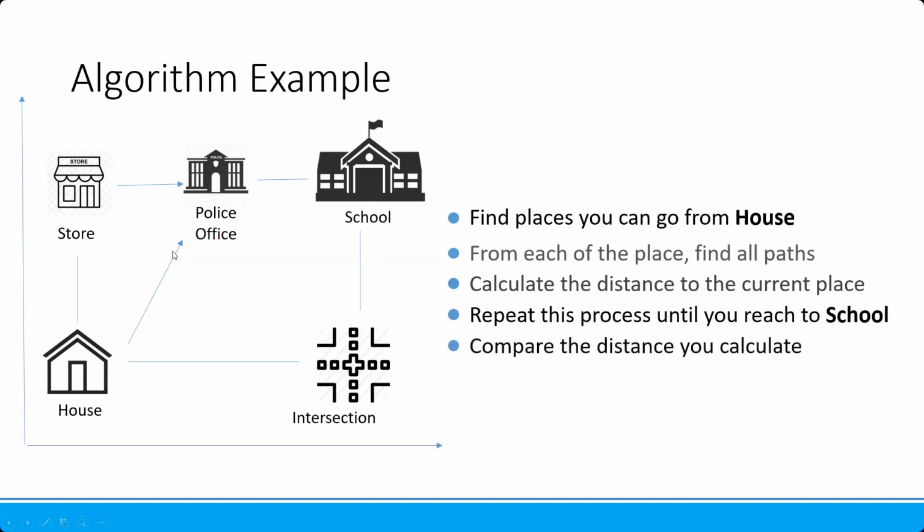And then you can compare. Which one is the least distance? Or which one is the path with minimum cost? Which path is more efficient? Okay, so that is the meaning of algorithm.